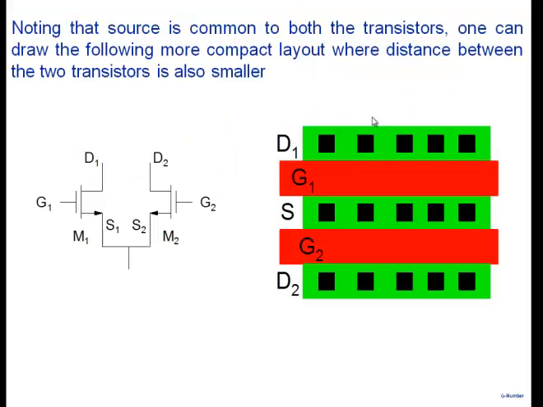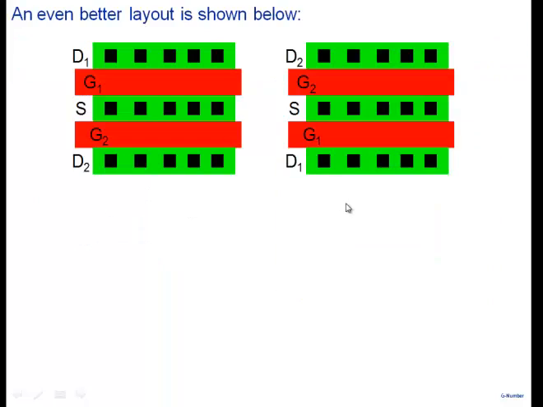Look at this one first. Absorb this. This is D1, S, and D2, right? Differential pair. Source is being shared by them. D1 is here and D2 is here. There is a distance between the two transistors, right? And therefore you'll have mismatch. Now look at this one.